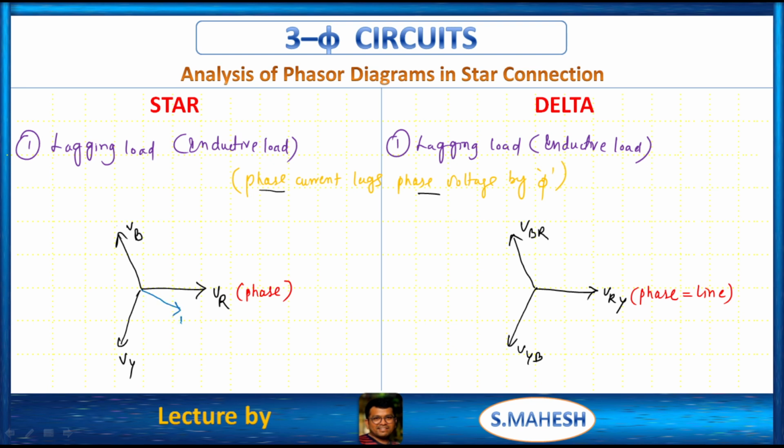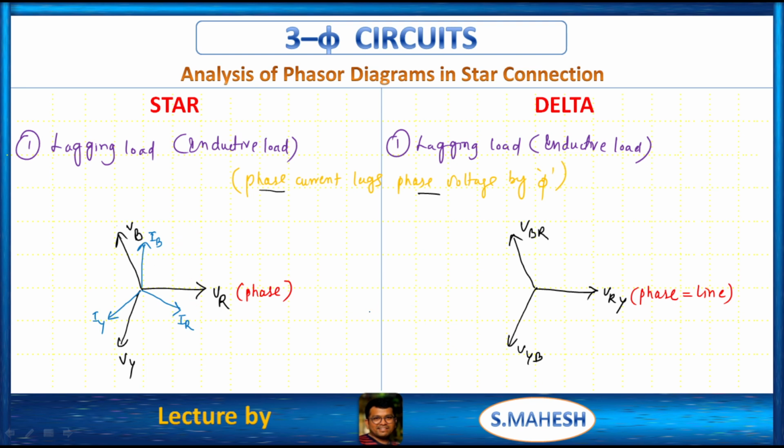Like that, you have to write. This is IR. This is IY. So first VR, IR, VY, IY, VB, IB. Over 360 degrees, this phase vector should always rotate by 360 degrees. Like that, the phase current follows the phase voltage, lagging by phi, over 360 degrees. That is the meaning, right?